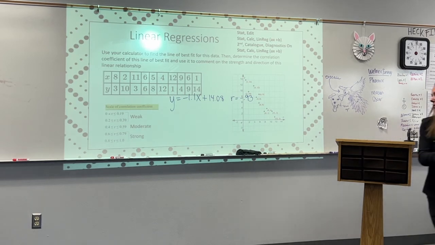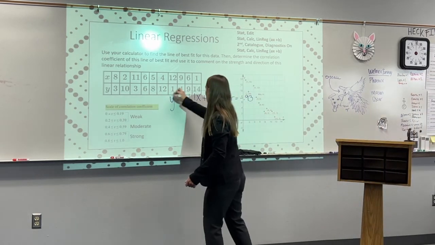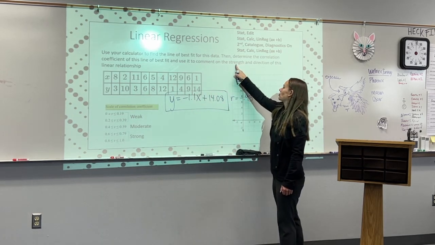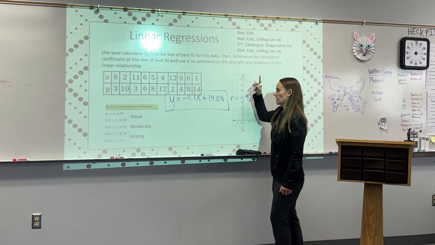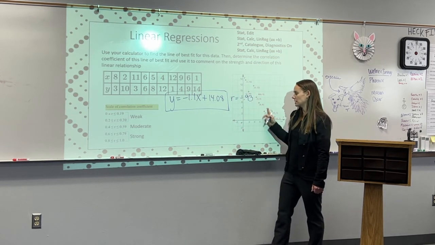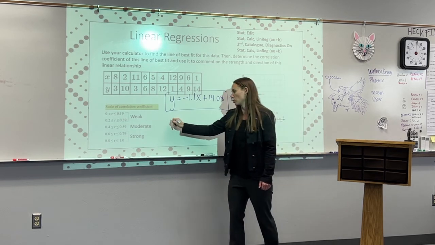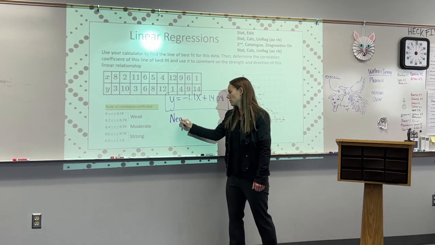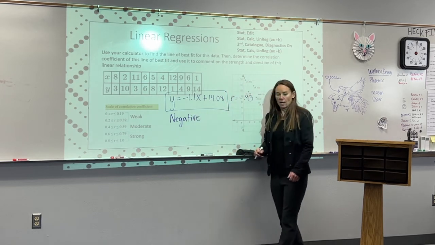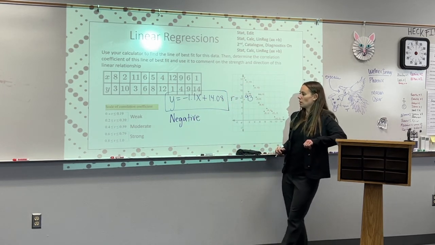Alright, so there's our equation right here. We're done half the problem. And then this question says, comment on the strength and the direction of the linear relationship. First of all, we've got a negative correlation, which means it's going down. So we have to state that the correlation is a negative correlation, which means as one thing goes up, the other thing goes down.